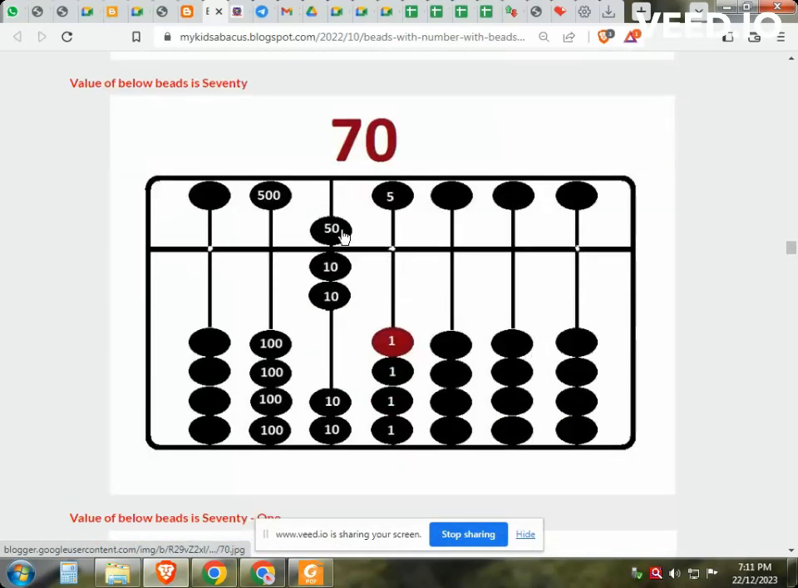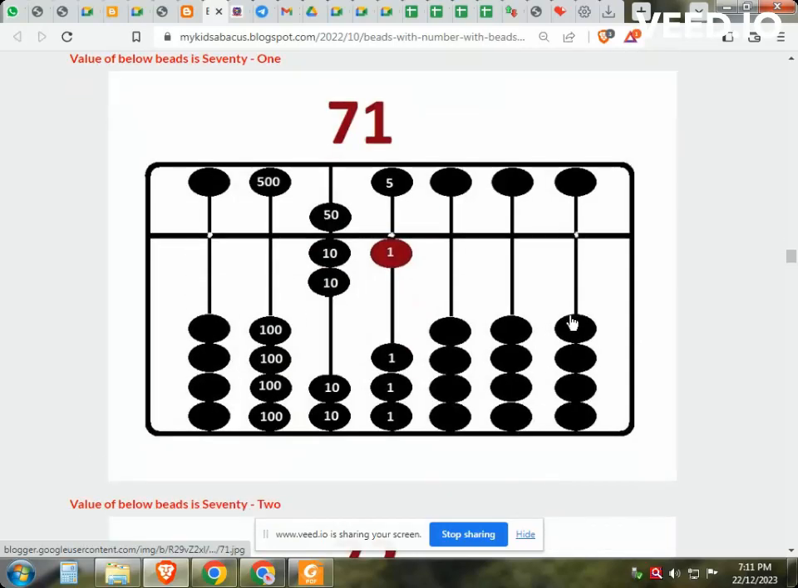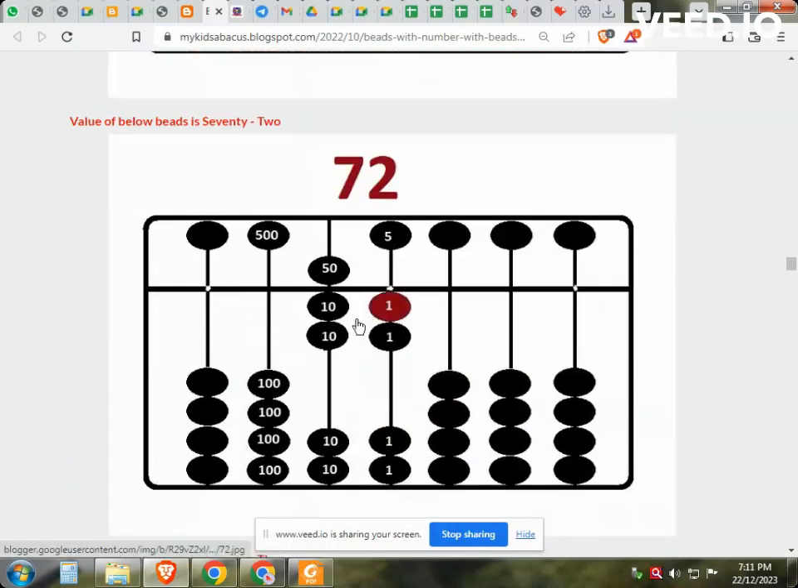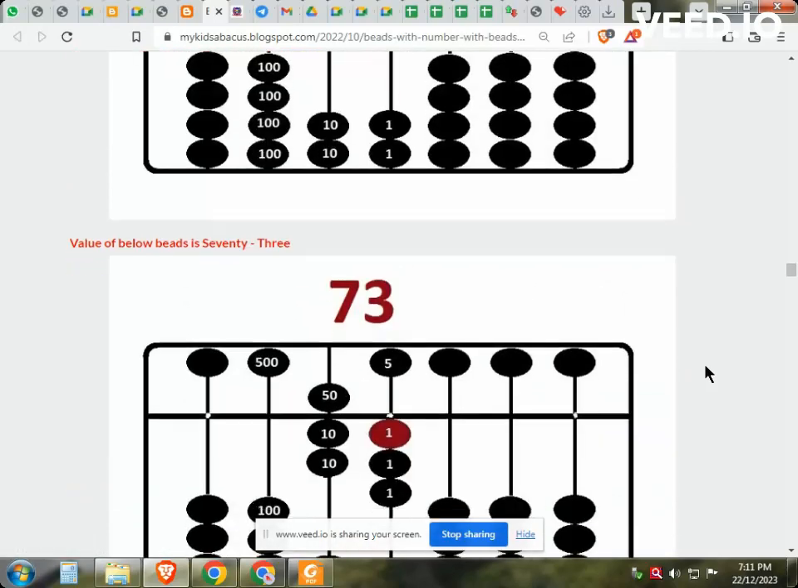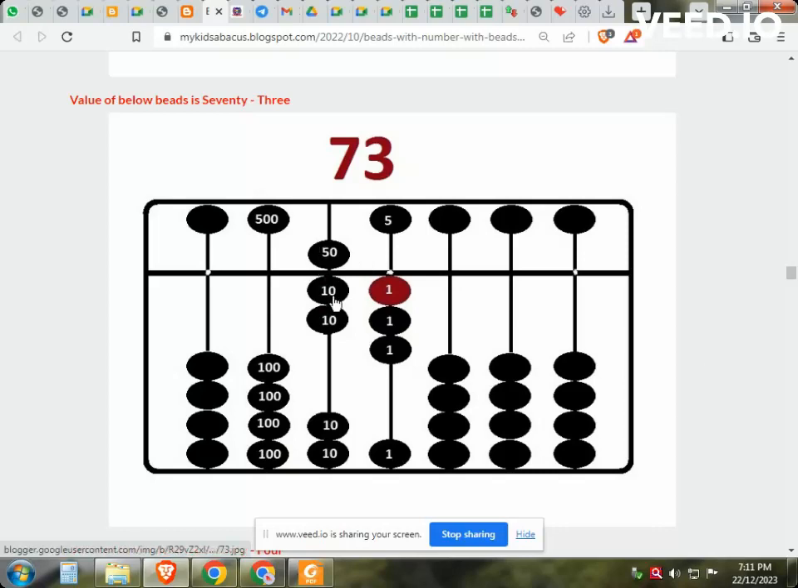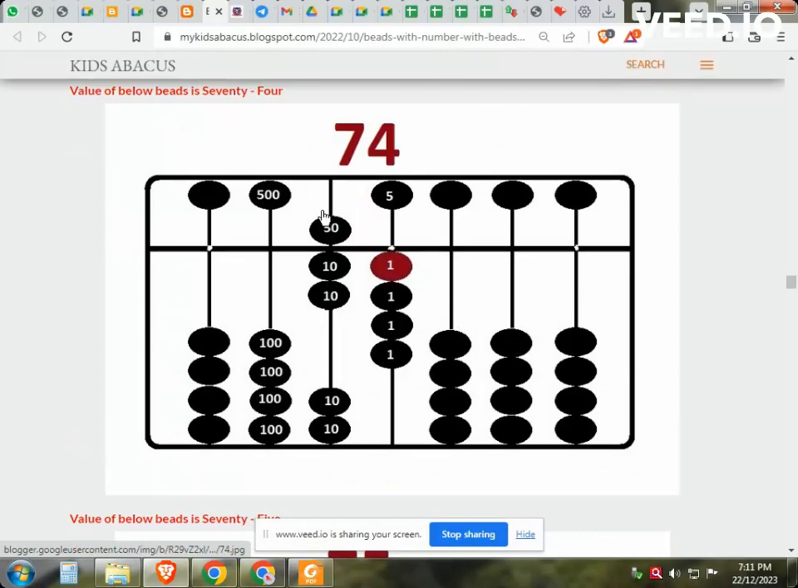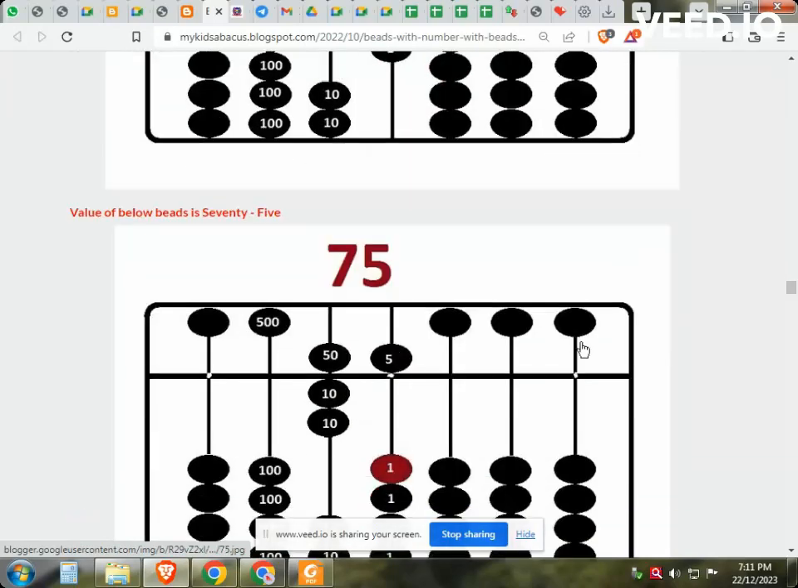This is 70. We have to add one upper bead and two lower beads. This is 70, 50, 10 plus 10, 20, 50 plus 20, 70. This is 71. This is 72, 50, 10, 10, 1, 1. This is 73, 50, 60, 70, 71, 72, 73. This is 74, 50, 60, 70, 71, 72, 73, 74.